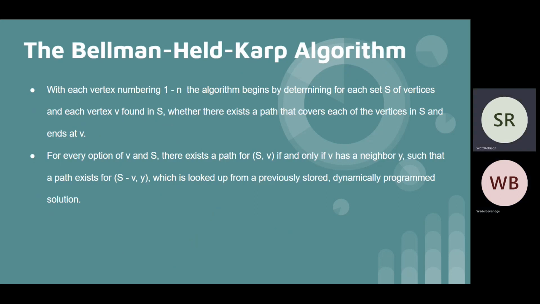That led us to really look into the Bellman-Held-Karp algorithm, which basically works by, with each vertex numbered 1 through n, the algorithm creating a set of vertices S. For each vertex v found in S, it looks to see if there's a path that exists that covers each vertex found in S and ends at v. For every option of v and S, a path exists for S and v if and only if v has a neighbor y such that a path exists for S minus v and y, which is looked up from a previously stored dynamically programmed solution.